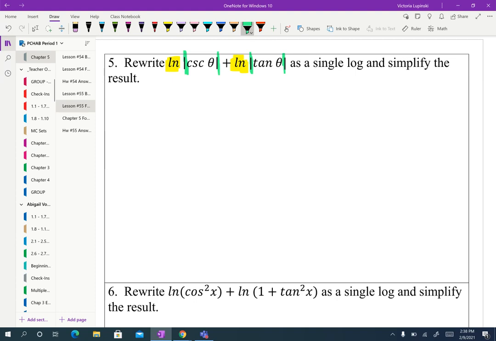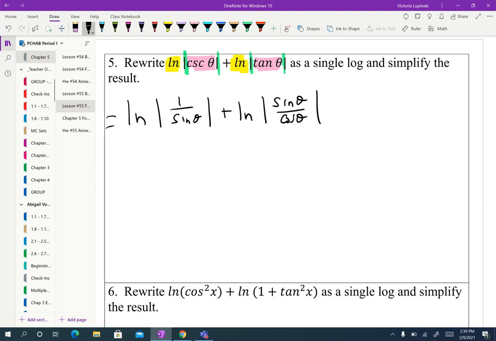So we're going to go ahead and try to rewrite this as a single logarithm. First, we're going to focus on the trig part of it. So the trig part is we're going to look at the cosecant and the tangent, and rewrite those as some other combination of trig functions. So we're going to keep the natural log, keep the absolute value, but rewrite the cosecant as 1 over sine of theta. Then plus, we're going to keep the natural log, keep the absolute value, but rewrite a tangent as sine of theta over cosine of theta.